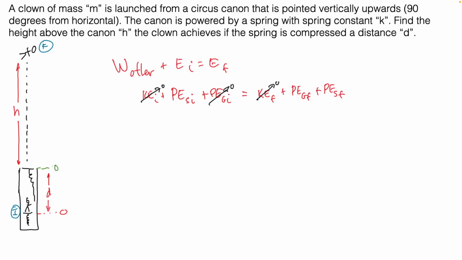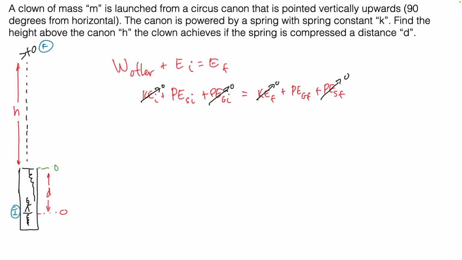Is there any gravitational potential energy at the final point? Another way to ask that is, is it at 0 for gravitational potential energy? The answer is no. So there must be some gravitational potential energy. And then up at the final point, is there any spring that is compressed or stretched? No springs up there. So that one thankfully goes to 0.